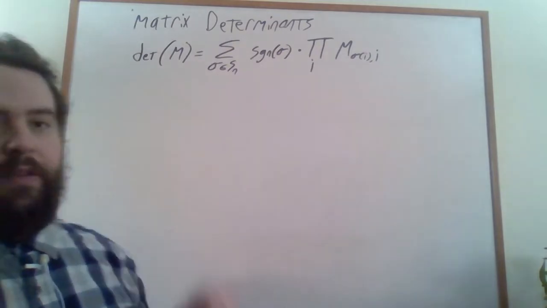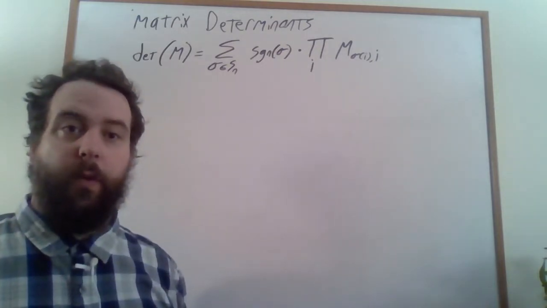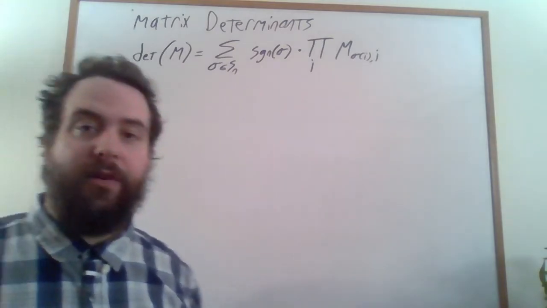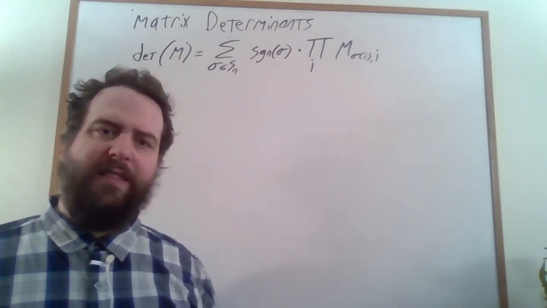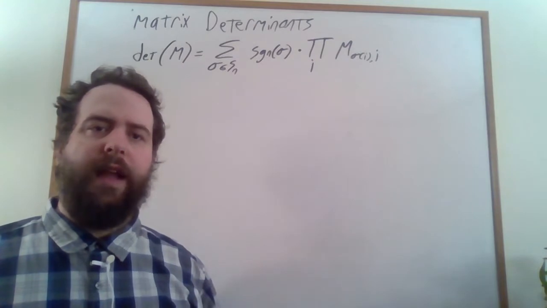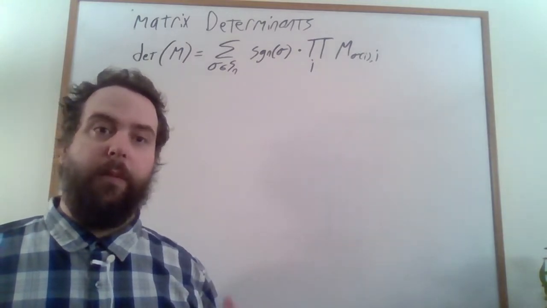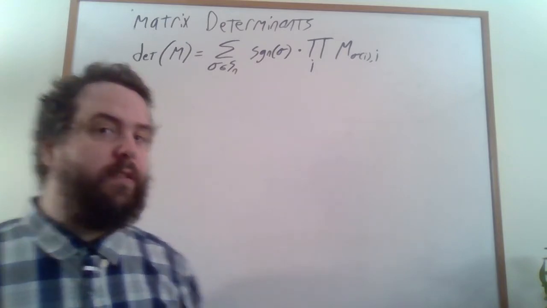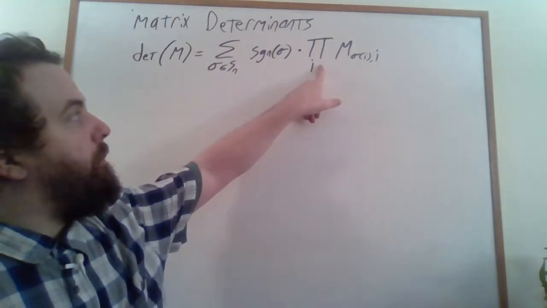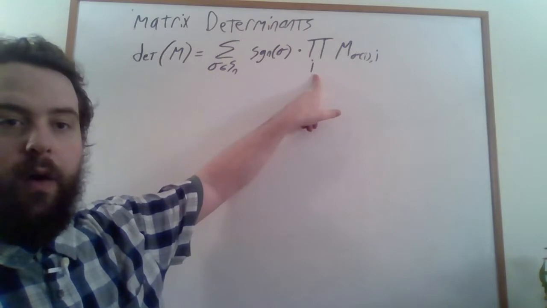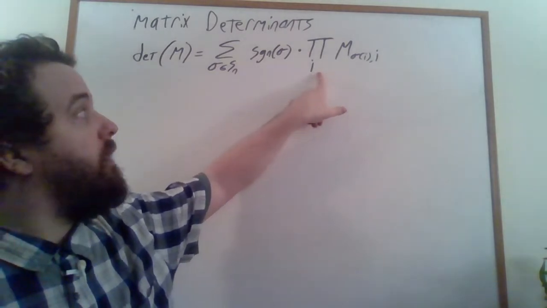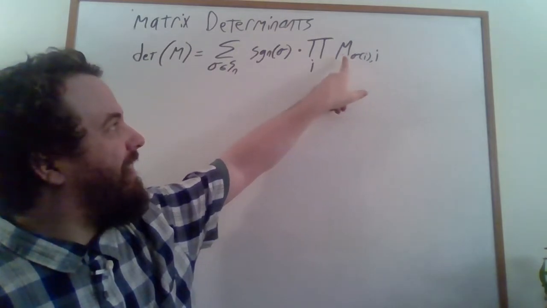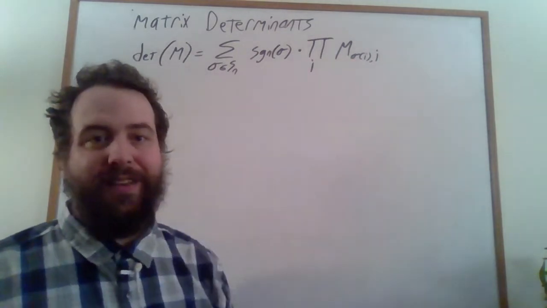So this has to be a function that just shuffles the numbers 1 through n around. And then we take the sign of that particular permutation, which is a number that's either +1 or -1, depending on the number of swaps that this particular permutation does. And we multiply that by the product over all values of i from 1 to n of the sigma of i-th, comma i-th element of M.